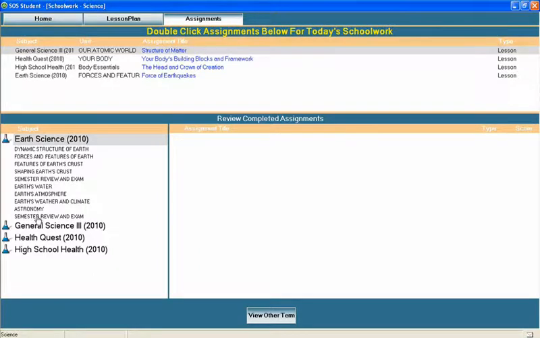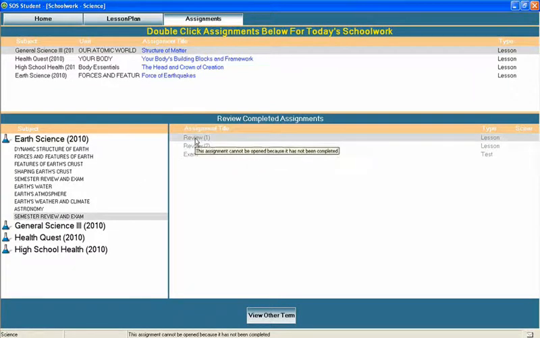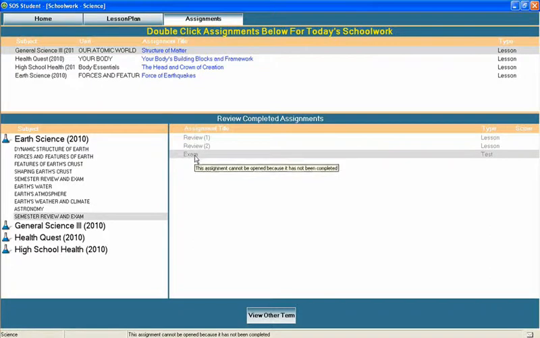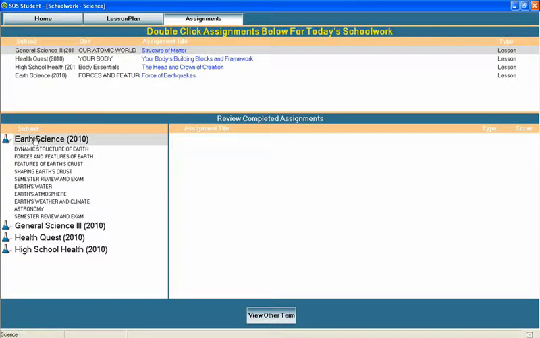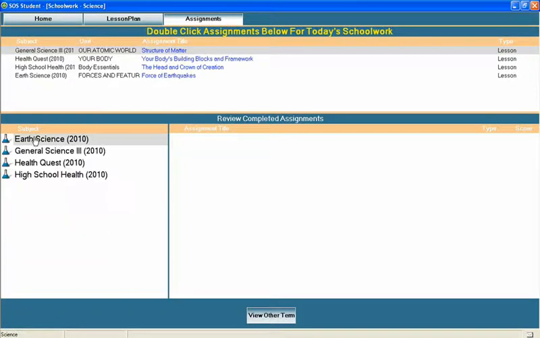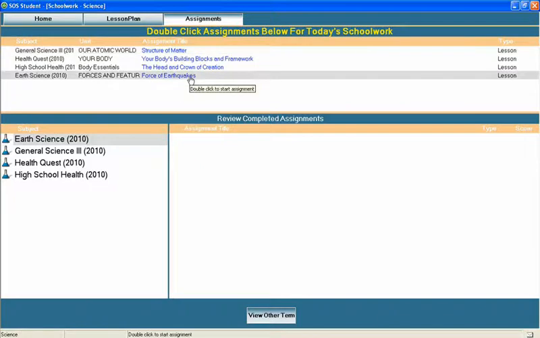Many of Alpha Omega's computer-based high school courses include semester reviews and examinations. The review lesson provides a focused review of lesson content, helping students to prepare for semester and final exams. Alternate semester and final exams are also available. Now let's take a look at an earth science lesson to see how concepts like these are covered.